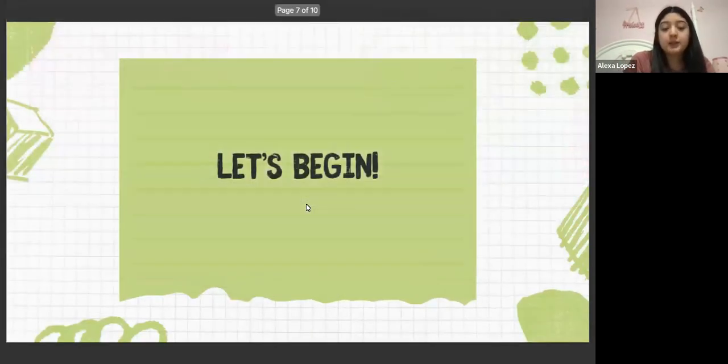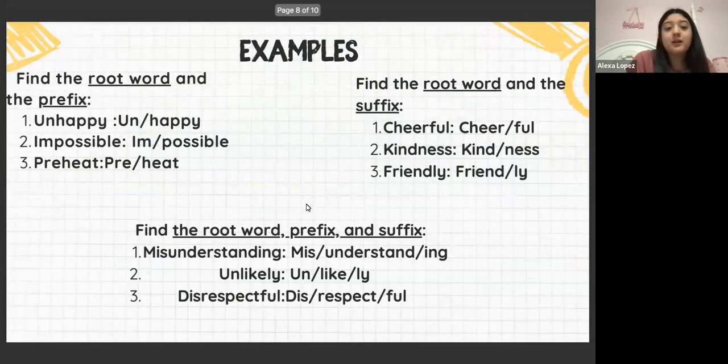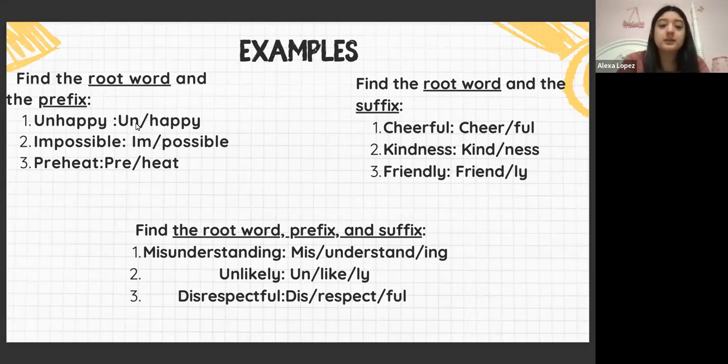Okay. So let's begin. So for the examples, we need to find the root word and the prefix. So for the first example, it's unhappy. So un would be the prefix, right? Because it's at the beginning. And you could also use the list that we just wrote down to determine where's the prefix, okay? And happy would be the root word, right? Because happy could stand by itself. But when you add un, it changes the meaning, right? Unhappy.